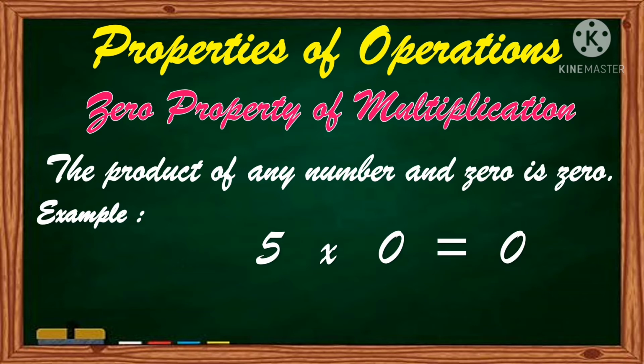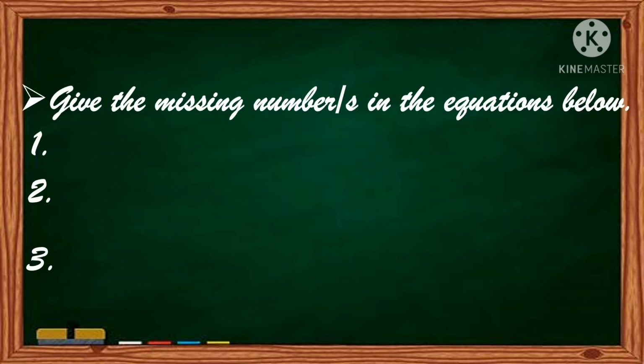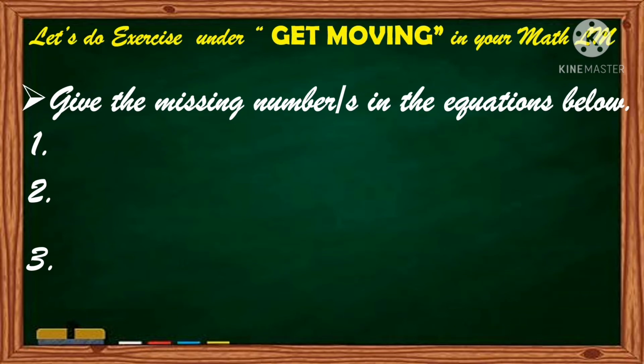Okay, kids, I think that it's clear now how we can find the missing number in an equation involving properties of operations. Everybody is now ready to do some exercises. But I want to say to you that while checking your work, you need to be honest. Now, please prepare your one whole sheet of paper and your ball pen. Okay, let's go. Let's do the exercise under Get Moving in your Math LM on page 171 to 172.